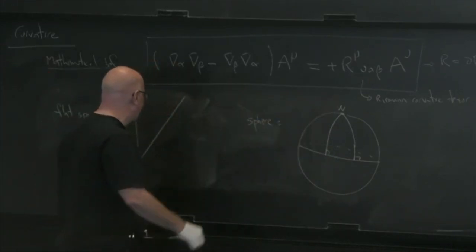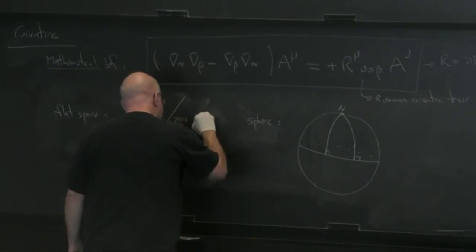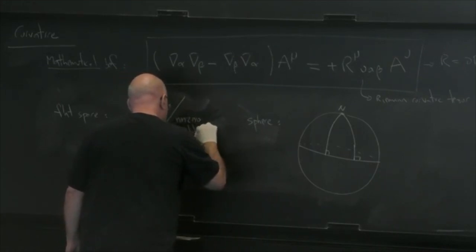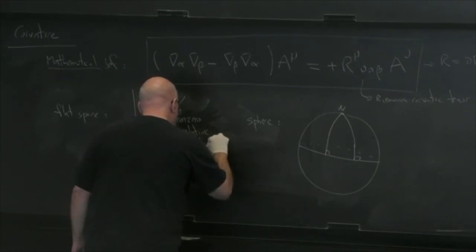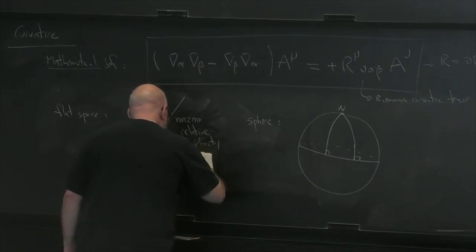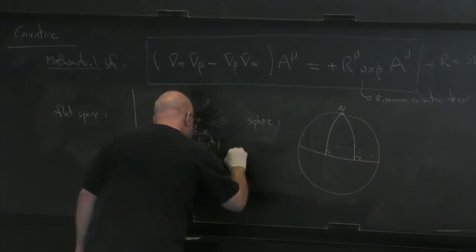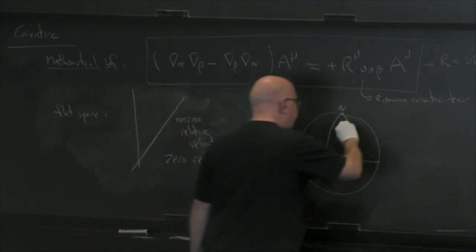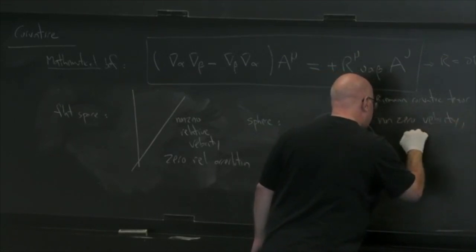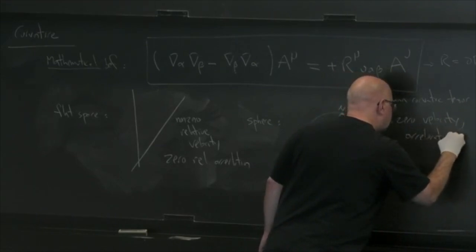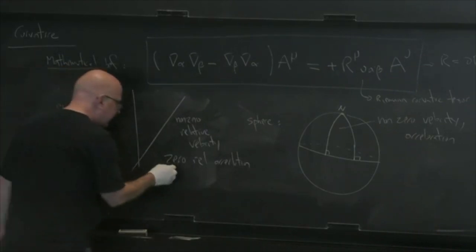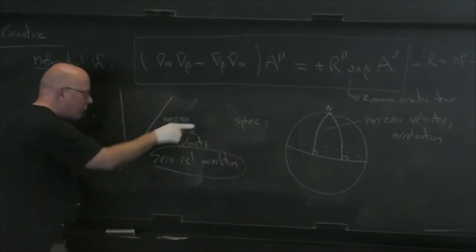So in this case, we have non-zero relative velocity, but we have zero relative acceleration. Whereas here we have non-zero velocity and acceleration. So the velocity aspect turns out to be a little bit incidental. What's really important here is the distinction between zero relative acceleration versus non-zero over there.